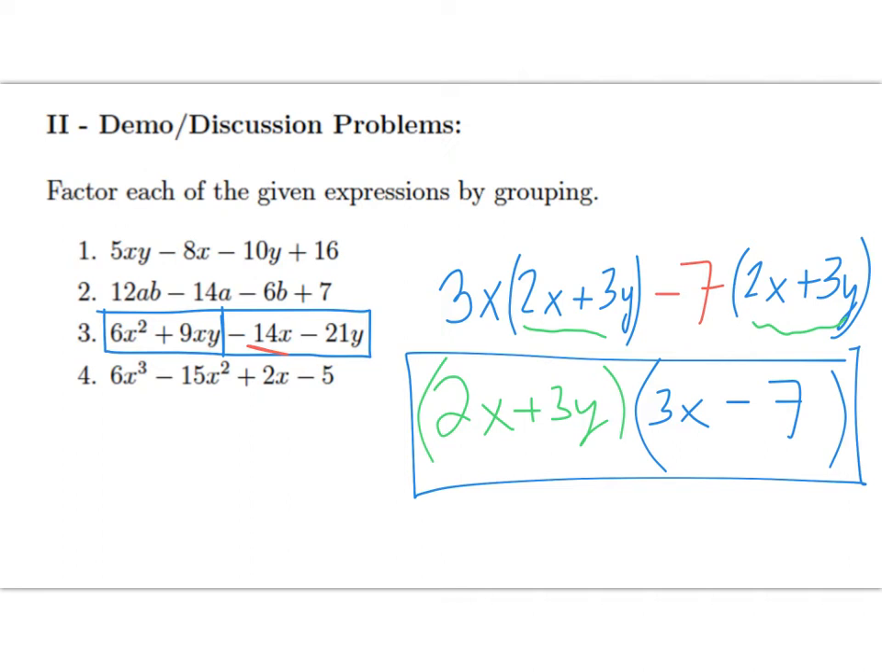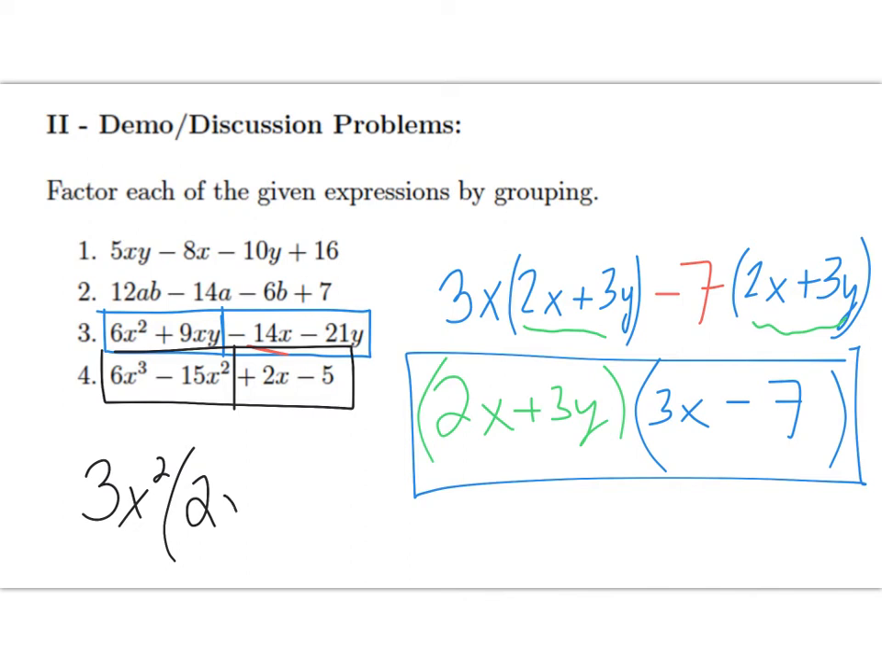Our fourth example, we'll do the same thing. 6 and negative 15, those are both multiples of 3. X cubed and x squared. So x cubed is x times x times x. X squared is x times x. So they share 2 x's multiplied together at most. And 3 times 2 is 6. X squared, 2 x's multiplied together, and a third will make 3x.